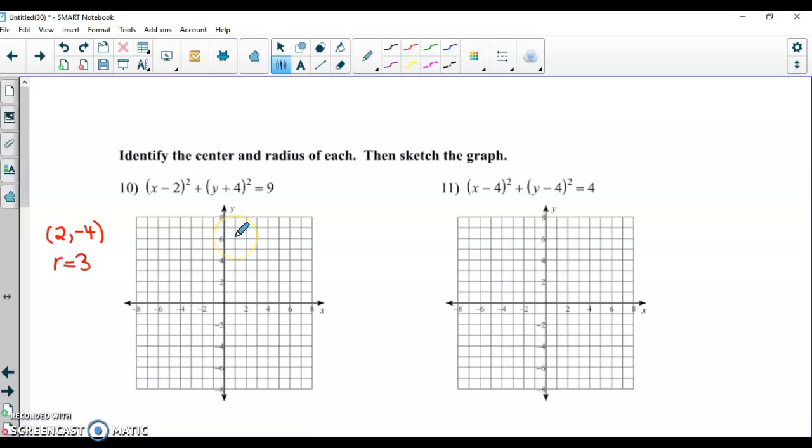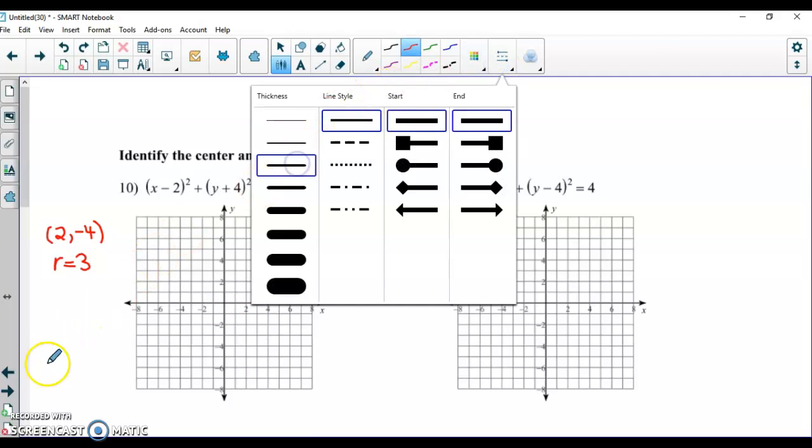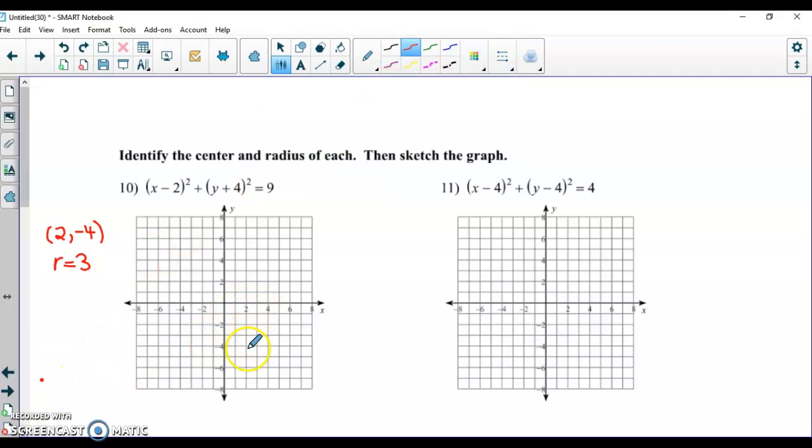Okay, so here's what we're going to do. We're going to take the center and we're going to put that on the graph. So go ahead and find 2, negative 4. So 1, 2, 1, 2, 3, 4. I'm just going to make this a smidge thicker so we can see it. Okay, so 2 comma negative 4 is going to be here.